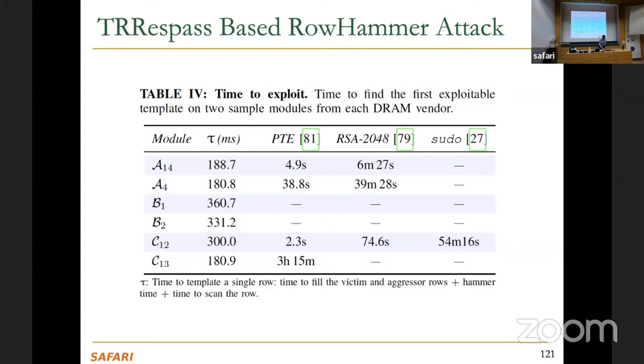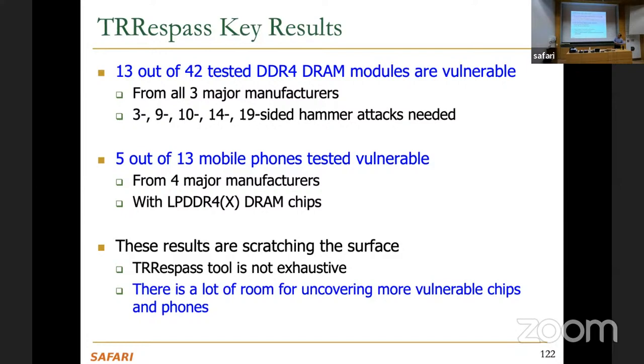So these are the key results as a summary. Essentially, the claim that existing chips are RowHammer free is not true. Chips are vulnerable, mobile phones are vulnerable. And these results are actually scratching the surface. Our tool is really not exhaustive, right? We really just did enough to convince ourselves and everybody else, let's say, that you can actually do this. If you want to do this more comprehensively, you can take this tool and make it more comprehensive. So some attacker can be doing that. But it's not that interesting to me as a researcher, right? Why would I make that tool that comprehensive? I proved my point. Does that make sense?